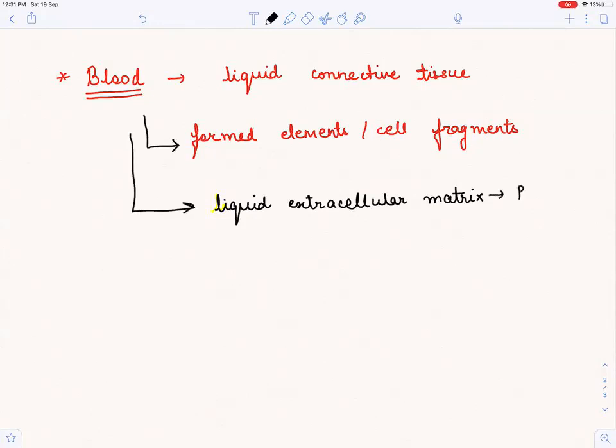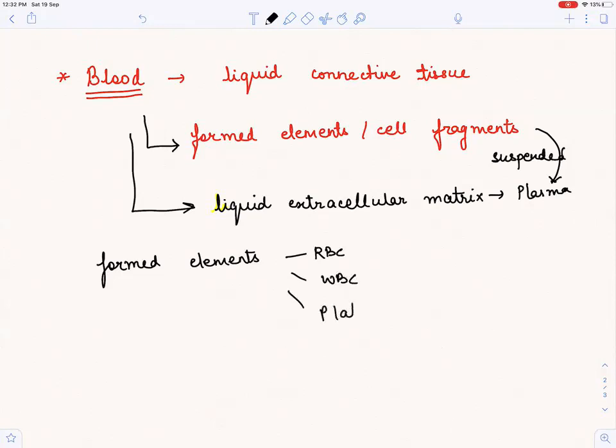And this is what is our plasma. And these formed elements are suspended in plasma, right? So now what are these formed elements? First, let us see what are these formed elements. So the formed elements are RBC, WBC and platelets. Okay, we all have heard all these names.